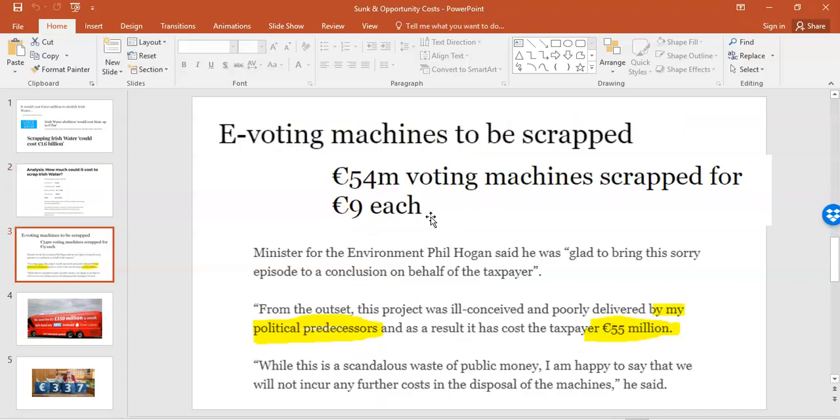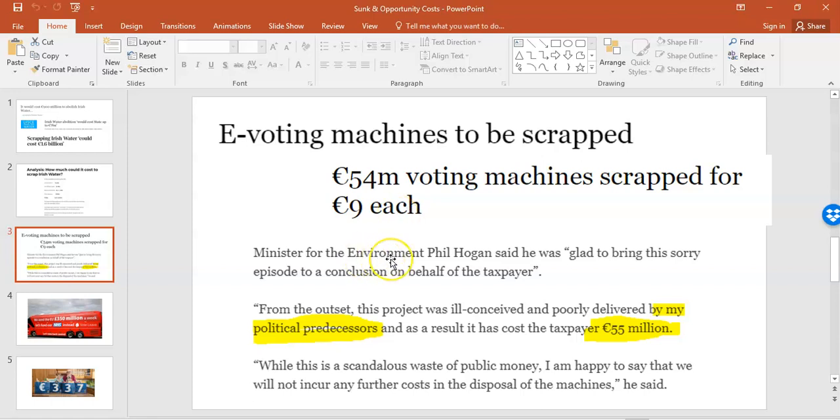The other very good one from a couple of years ago was looking at the whole idea of the e-voting machines. So this rambled on for a number of years where Fianna Fáil would have brought them in, they didn't want to get rid of them. So it took until Fine Gael came in, and Minister Phil Hogan said he got rid of them for €9 each. Now, of course, generally, the reason Fianna Fáil didn't want to get rid of them was, economically they weren't worthwhile, but there was such a political capital built up in that spend, they didn't want to recognise that loss because it would attach to them.